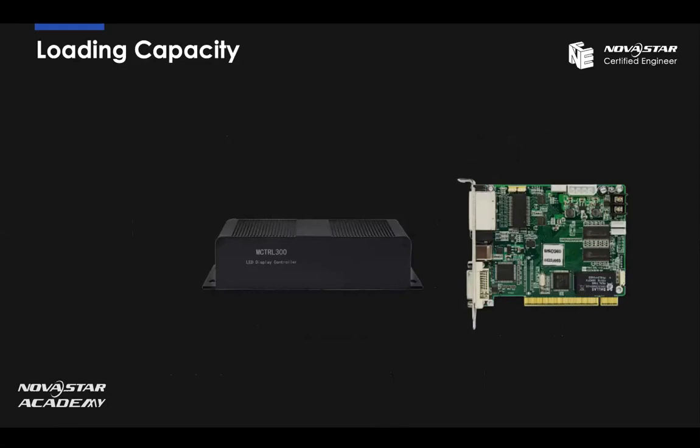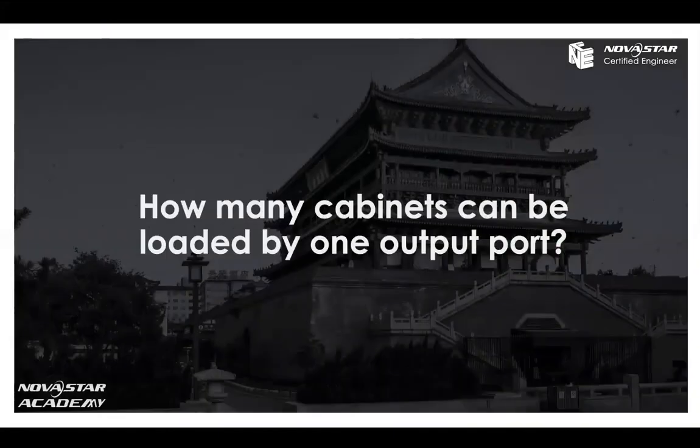Here is the Control 300, which is a very basic controller in NovaStar. The loading capacity of each output, as we all know, is 650,000 pixels. The 300 has 2 outputs, so that's why the loading capacity for the 300 is 1.3 million pixels. Then, after we know how to get the pixel resolution, let's see how many cabinets can be loaded by one output port.